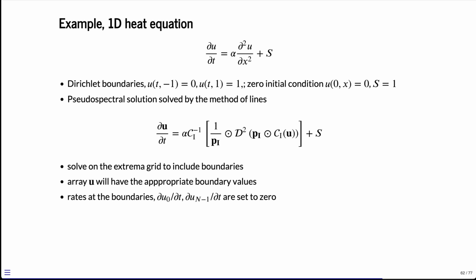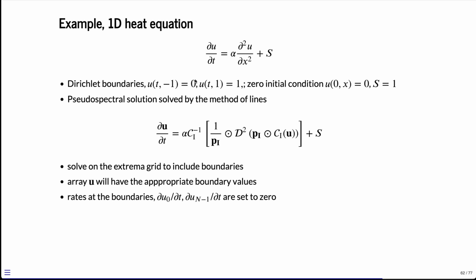So let's look at an example. We'll do the 1D heat equation. So we have du dt is alpha, d2u dx squared. Alpha here's a diffusivity, like gamma that we used before. And we're going to have Dirichlet boundary conditions. So, we'll just make those 0 and 1 on the left and right. Then we'll use a 0 initial condition. And we'll have a source term equals a constant, just 1 here.